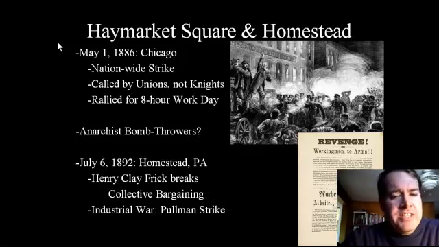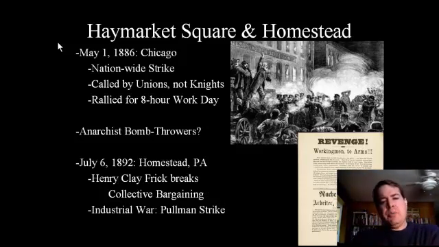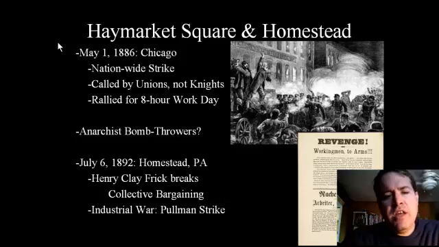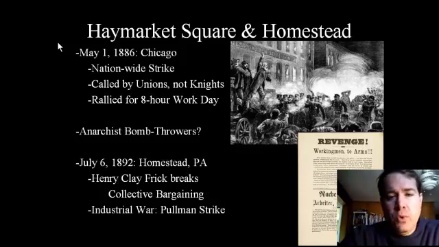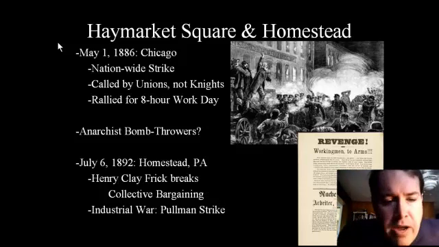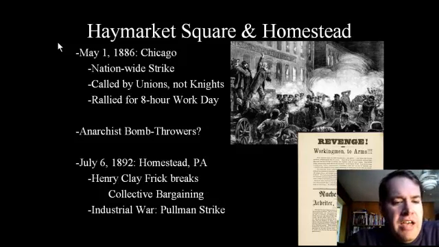And so it's easy to blame these strikers when a bomb is thrown in Chicago that explodes, killing, I believe, 2 police officers and wounding several others. That this is a product of the labor movement, not just some anarchist. This causes, of course, the Haymarket Square strikers to be suppressed by law enforcement, and tension to build between labor and management. We see this tension between labor and management again in July of 1892 in Homestead, Pennsylvania.